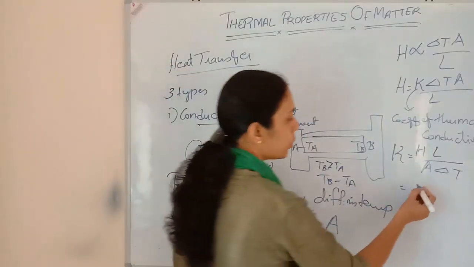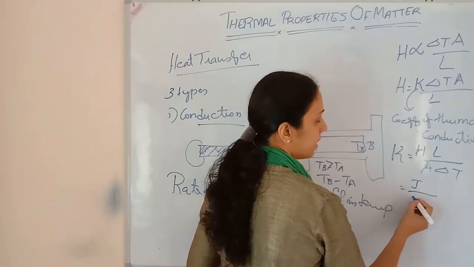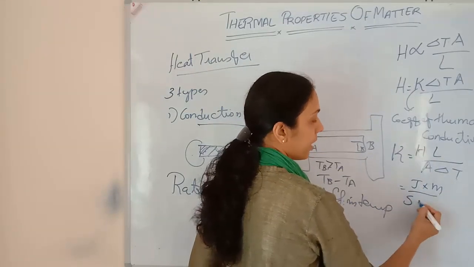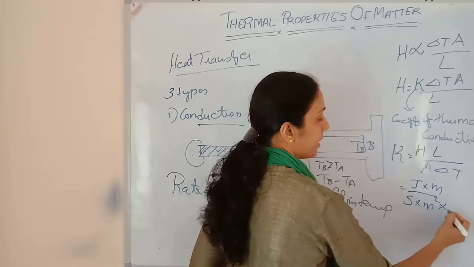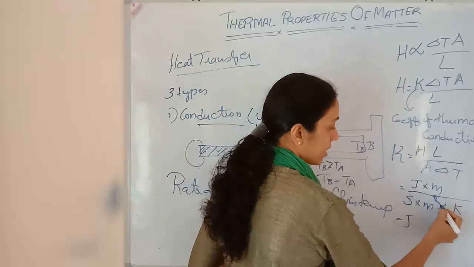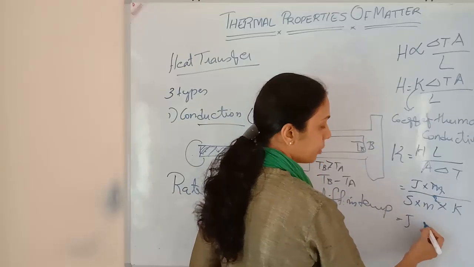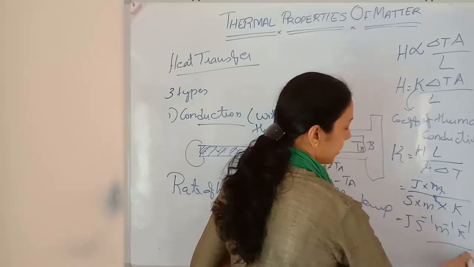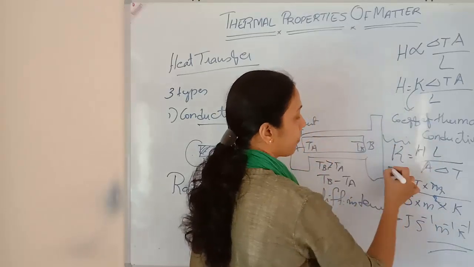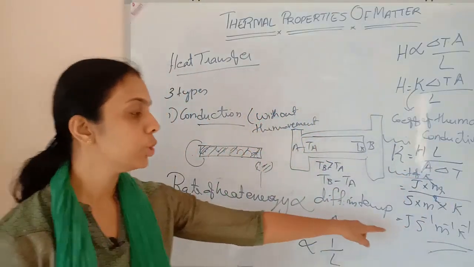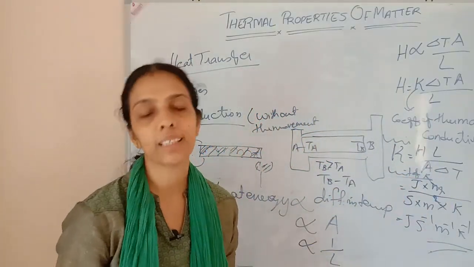So joule by second, time, right? Length is meter, area is meter square, delta T is Kelvin. So what we will be getting, meter square and meter will get cancelled, joule per second per meter per Kelvin. This will be the unit of K. Unit of K will be joule per second per meter per Kelvin.